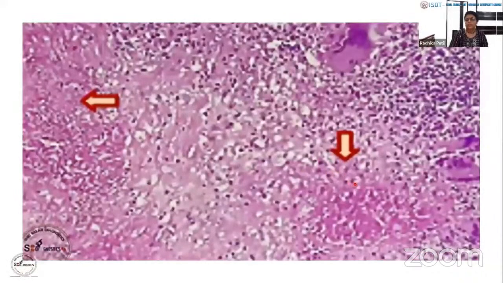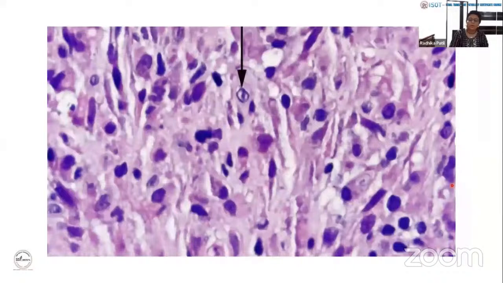In case of tuberculosis, we get to see necrotizing granulomas with central caseous necrosis surrounded by epithelioid cells and Langhans type of giant cells. Also, modified ZN stain sometimes may show AFB bacilli.